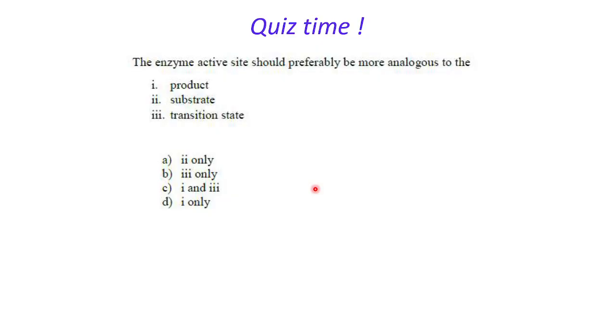No. The active site should be analogous to the substrate always. If it does not bind the substrate, what is the point? Even if the transition state is fitting into the active site, it makes no sense. The substrate has to go and bind, right? So it's the substrate only. That's option 2.